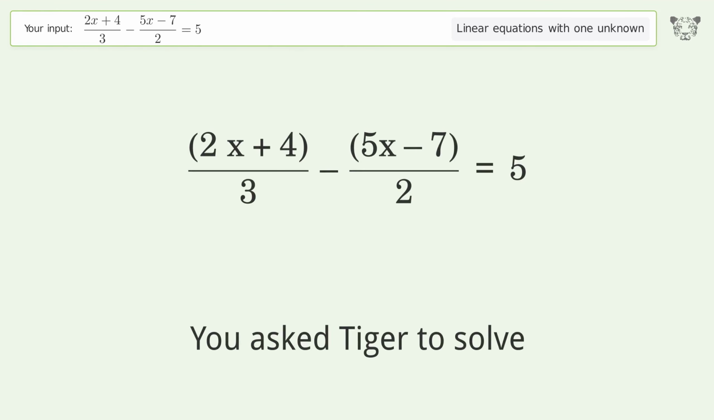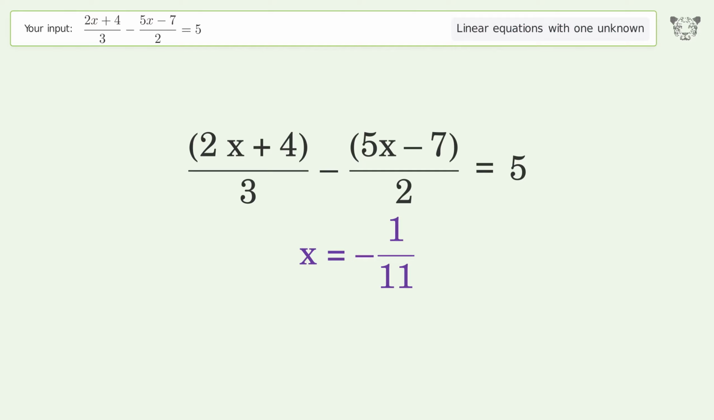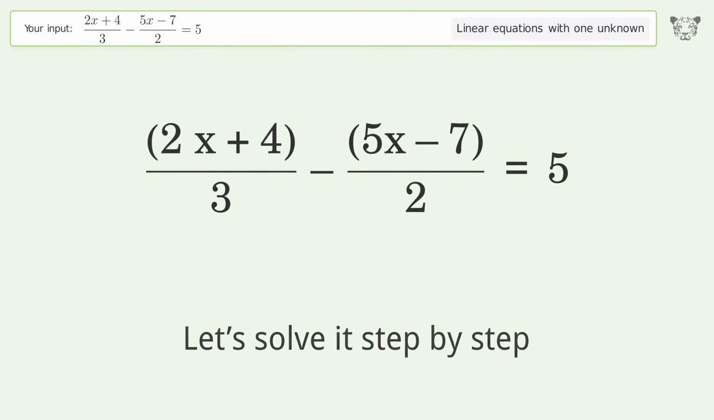You ask Tiger to solve. This deals with linear equations with one unknown. The final result is x equals -1/11. Let's solve it step by step.